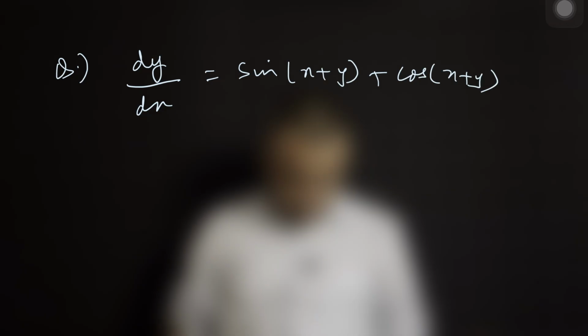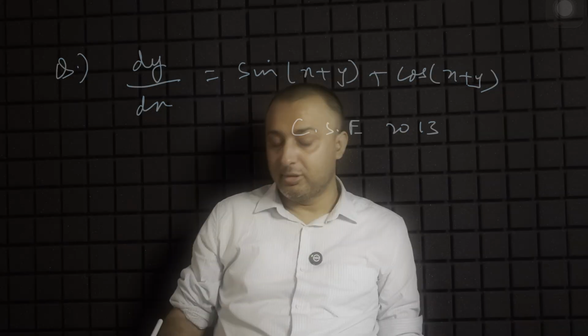dy by dx is equal to sin(x plus y) plus cos(x plus y). This was asked in the UPSC Civil Services Examination 2013. So, how to go about this differential equation?